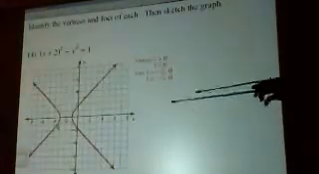Okay, so this is how you do these problems. I know they're kind of tough. They're a little harder than your typical graph. So let's try one more to see if you guys get this, okay?